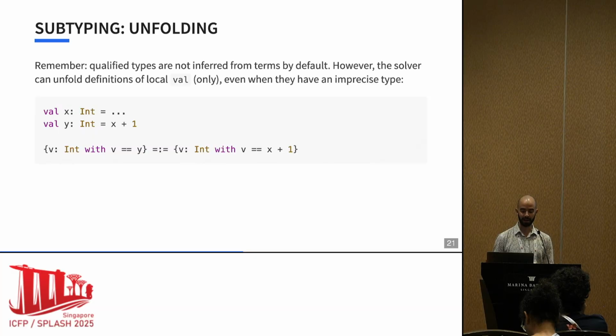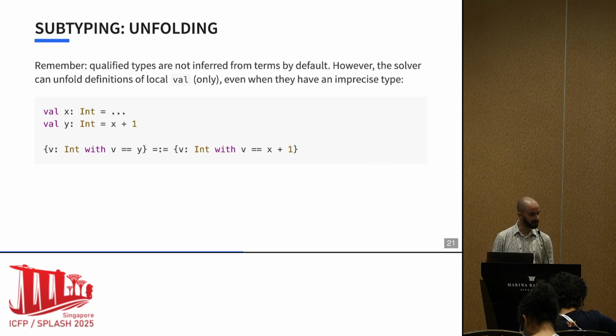We have something else, unfolding of local value definitions. And I think that's very important. I said before that it's hard to do inference well for that kind of advanced types. And we don't want to type everything with very precise types. So that enables you to have here a y that is just an int. It doesn't have a precise type.